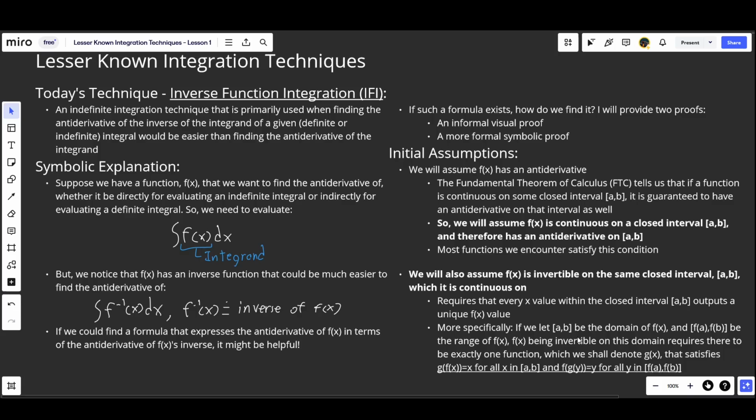However, there are two identities we should keep in mind for later that are in it, and that is that if g of x is the inverse of f of x, the inverse of f of x returns x for all x within a to b, and f of the inverse of f of y returns y, where y is any element in the interval f of a to f of b.